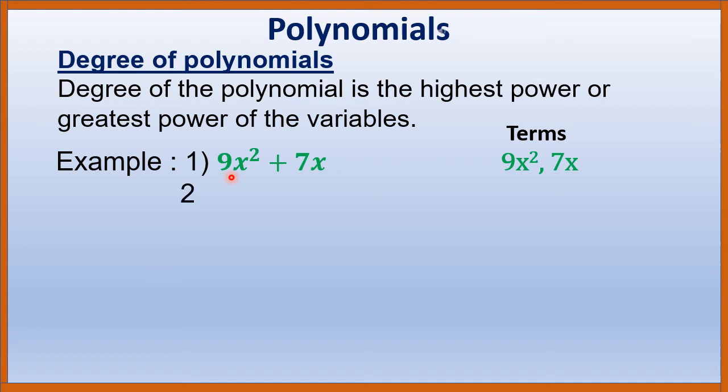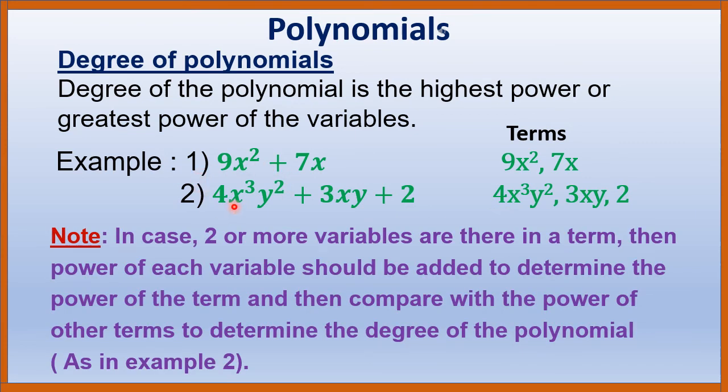Another example, 4x cube y square plus 3xy plus 2. Here we can see that the first term has two variables. We have to add this power of the variables. Power of x is 3 and power of y is 2. So 3 plus 2 is equal to 5. 5 is the degree of the first term.